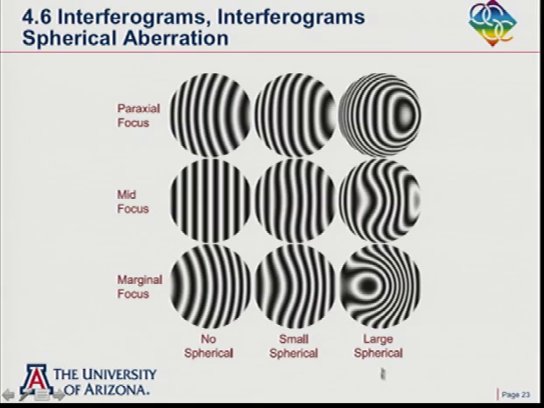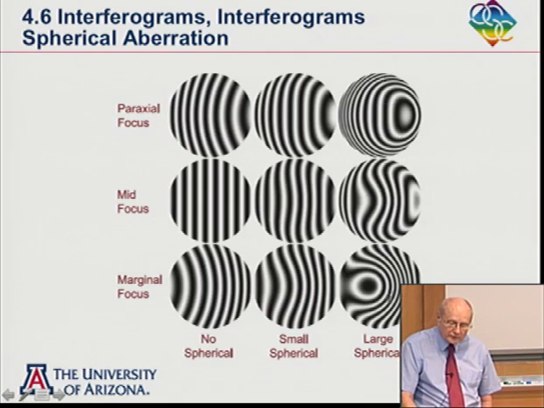So all three of these in this column are for testing a mirror having the same amount of spherical aberration, and the only difference is that we've added or subtracted a certain amount of defocus from the spherical, and that changes the shape of the fringes. Okay.